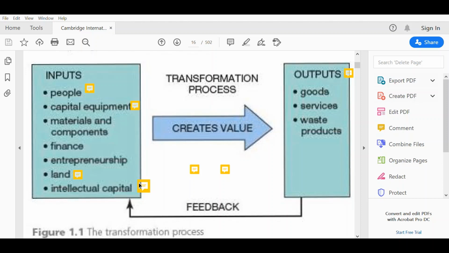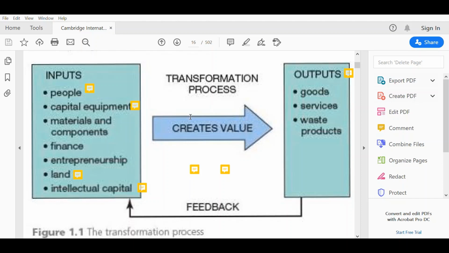Intellectual capital, here we're looking at the intelligence of the workforce in influencing the transformation process. Okay, for example, the quality of teaching in educational institutions will determine the grades that students get at the end. Okay, so hopefully if you're listening to me, you can say that the quality of teaching at your school is pretty good. I hope. Okay, so we come to the transformation process.